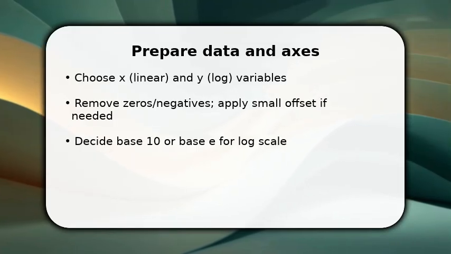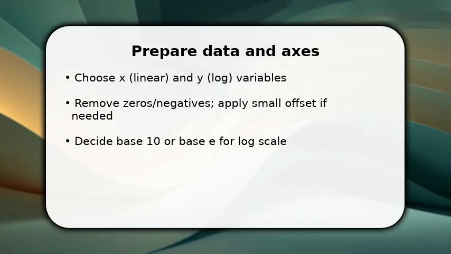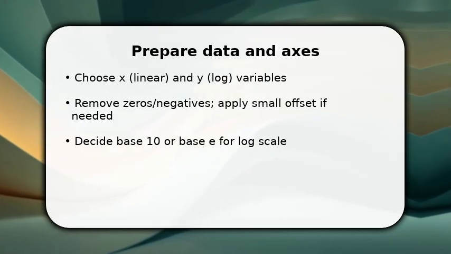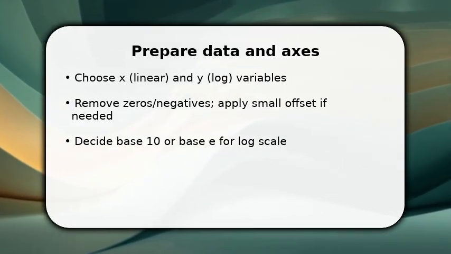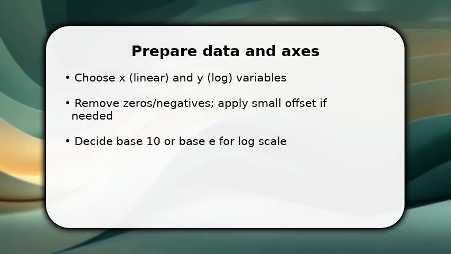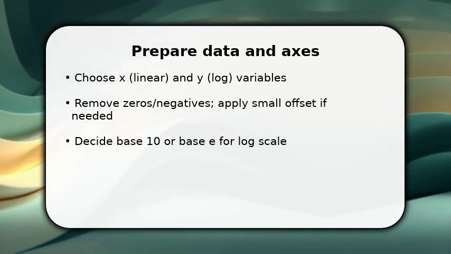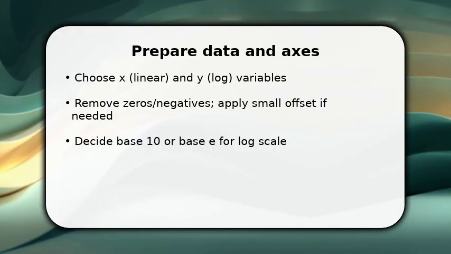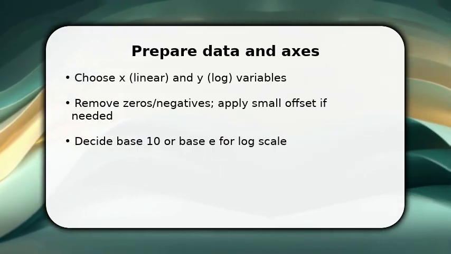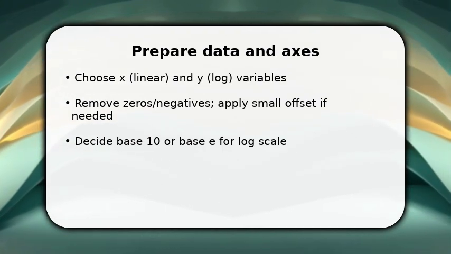You begin by deciding which variable belongs on the linear x-axis and which on the logarithmic y-axis. This choice determines interpretation. Once selected, clean the y-data, remove zeros and negatives or add a small offset like 0.001 to preserve ratios. Make sure to pick a log base. Base 10 is standard for orders of magnitude, base e for natural processes, because tick spacing and labels will reflect that choice. Now open your plotting tool and set axis types accordingly.